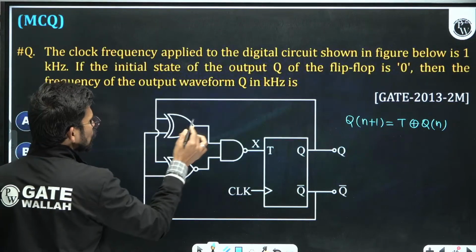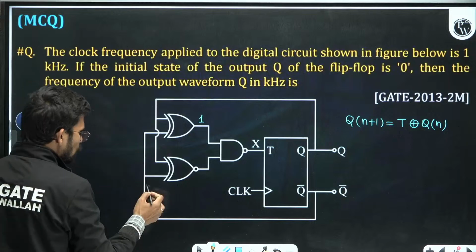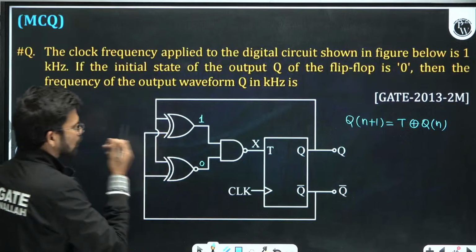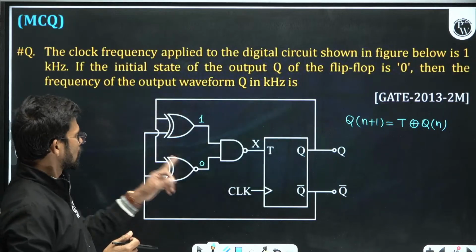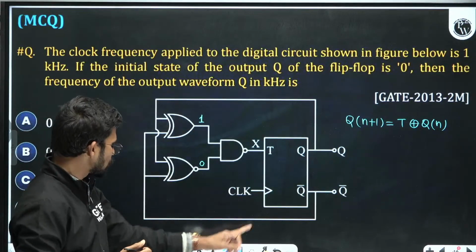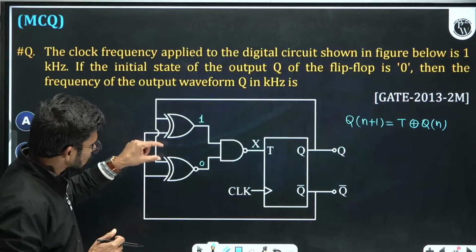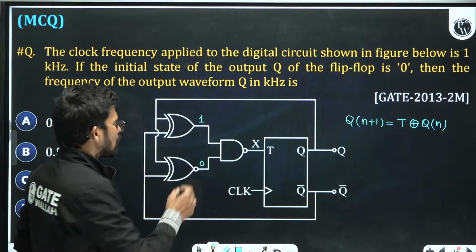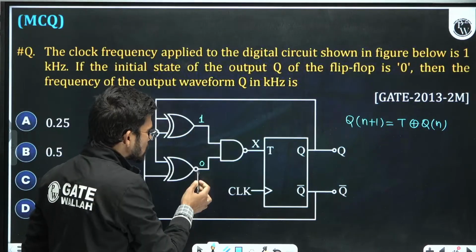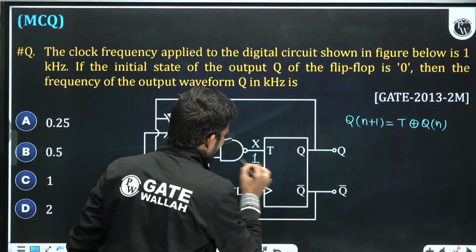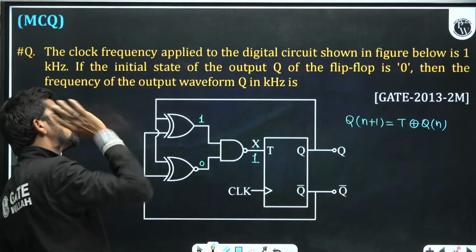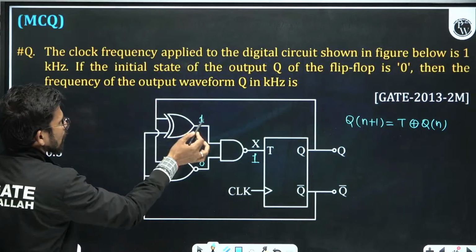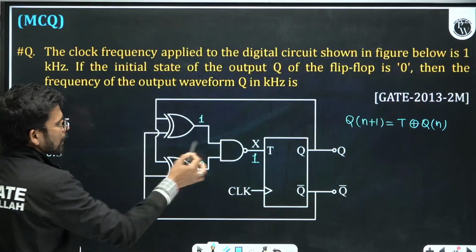Q XOR Q bar will be 0, because both are different. Because Q is here and Q bar is also here. Q is here and Q bar is also here. So Q XOR Q bar is 0 because both are different. Q1 XOR Q1 bar is 1. Now, in case of NAND, if one of the inputs is 0, then definitely the output will be 1. So, T input is always equal to 1, irrespective of the value of Q and Q bar. Because whatever the value of Q and Q bar, this XOR will produce 1, this XNOR will produce 0, and this NAND gate will produce 1.